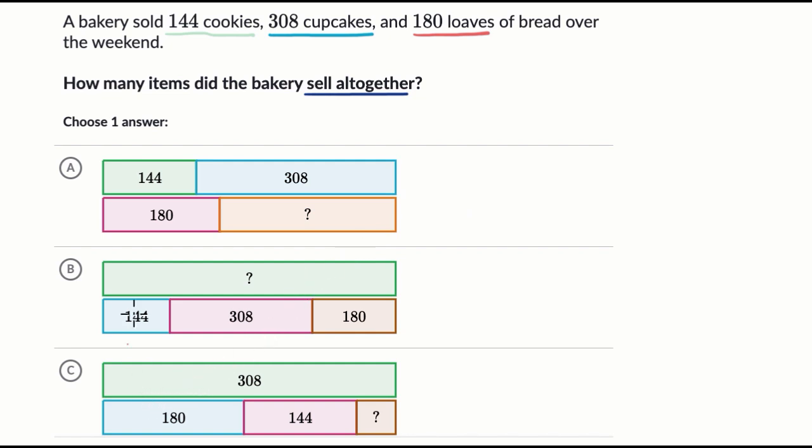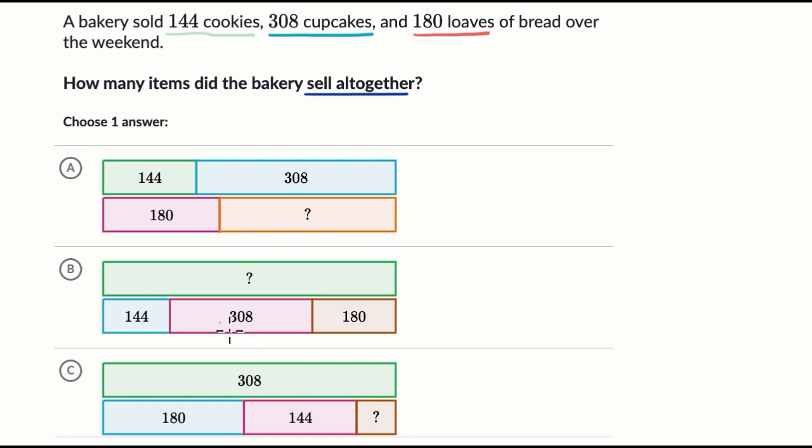So let's see. This first one, it looks like it's adding 144 and 308, the cookies and the cupcakes. But then it has the loaves of bread over here. So the loaves of bread plus something else is going to be the same as the cookies and the cupcakes. That doesn't make sense.